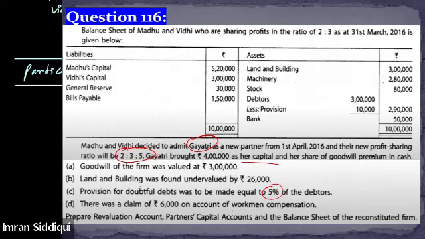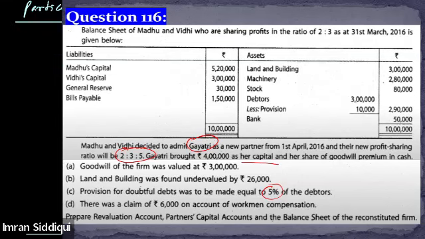Whose account will be credited? Madhu's and Vidhi's accounts will be credited by premium for goodwill. Right? And the amount will be 1,50,000 into 2 by 5, which means 60,000 and 90,000. 60,000 for Madhu and 90,000 for Vidhi. Got it, everyone? Is this clear? Sania, Aman, is this entry clear?